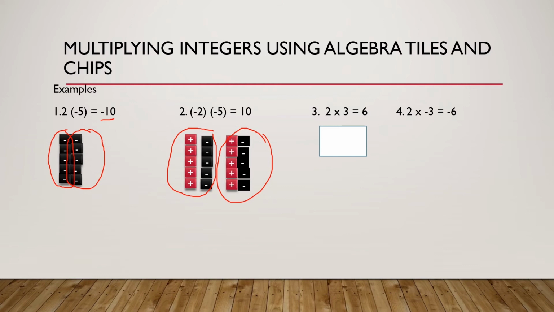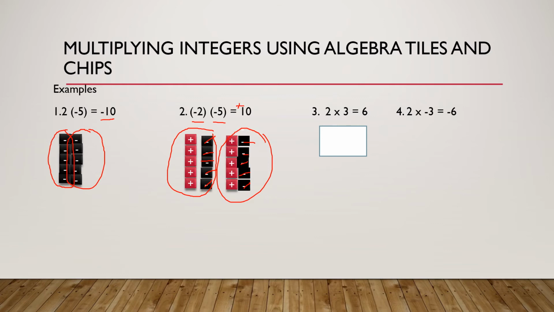But it says we have to use negative 2 and negative 5. And we know that, okay, how are we going to do that? We will take away all the negative. Okay, so let's remove all of those. 2, 3, 4, 5, 6, 7, 8, 9, 10. So what is left? The 10 positive tiles.